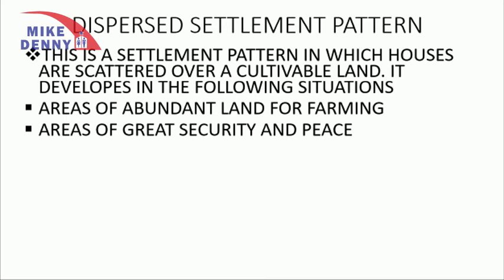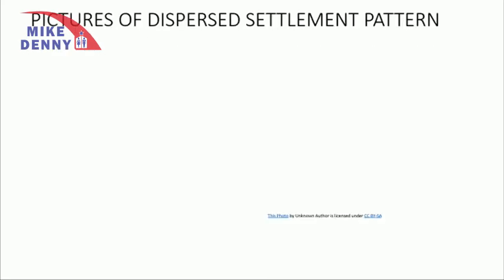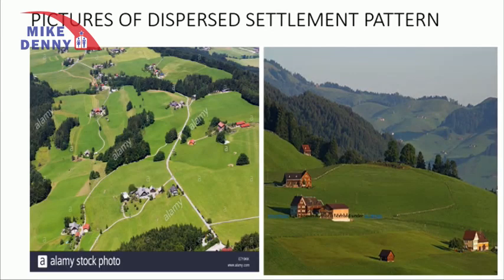So let's look at an example of a typical dispersed settlement in the image. Look at the houses. They are actually separated from each other. So they don't need to be in a particular place. They don't need to concentrate. As you can see, houses are separated from each other. That is a dispersed pattern.